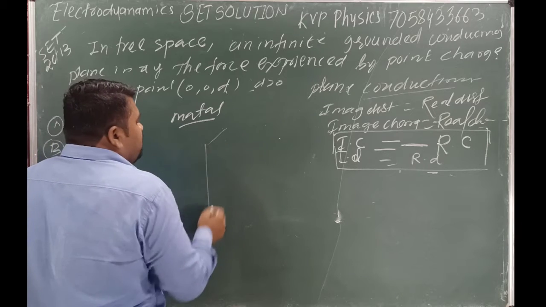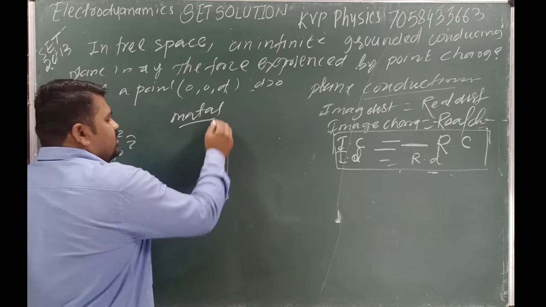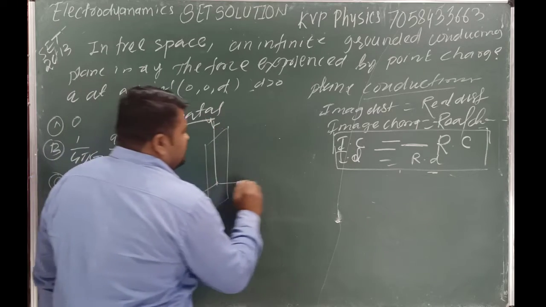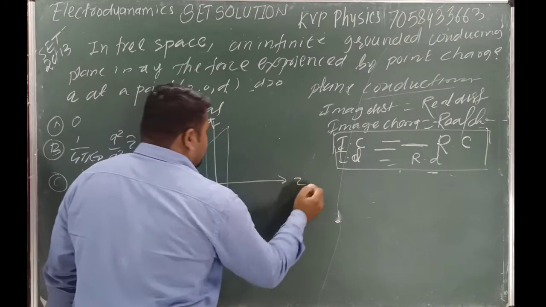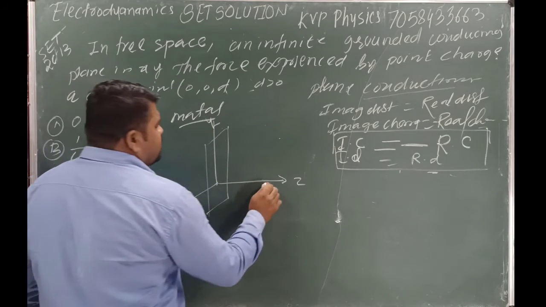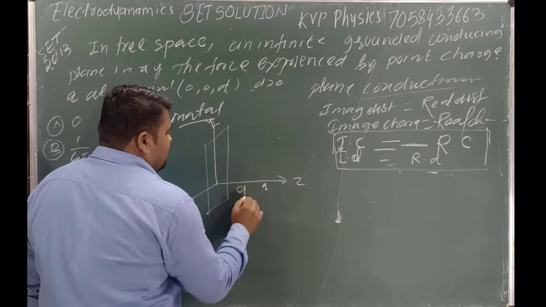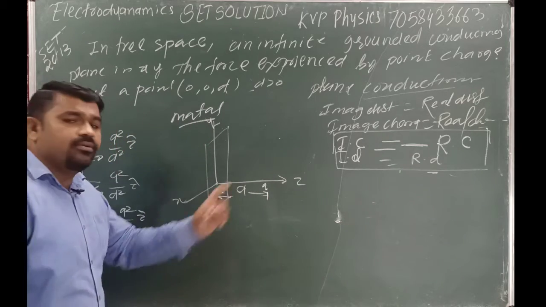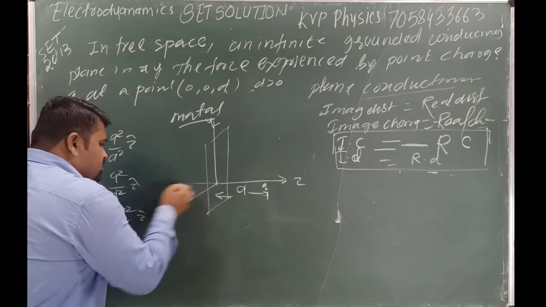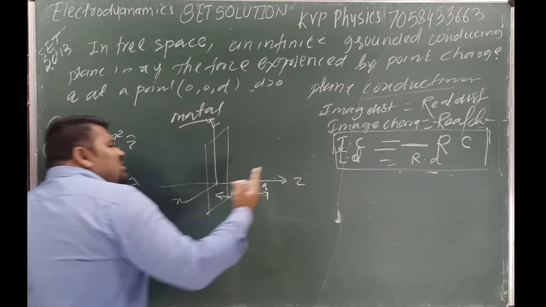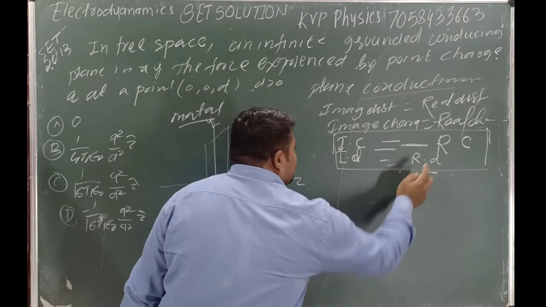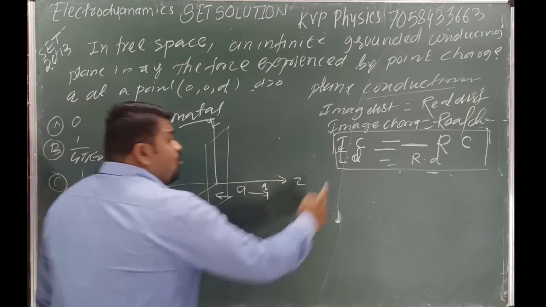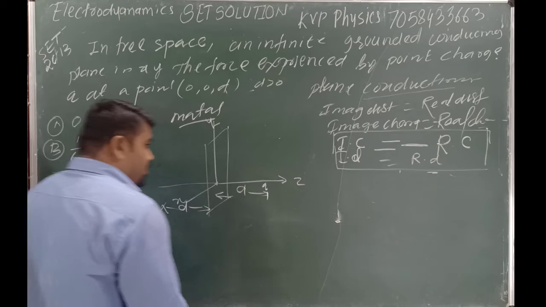Now here they are given a plane in xy. Suppose this is the x and y axis, and we consider this the z axis. We place a q charge at a distance d from this plane to this charge. Now, where will the image be created? At the same distance; image distance is equal to real distance, so at distance d the image will be created. What is the charge? Minus of the real charge.